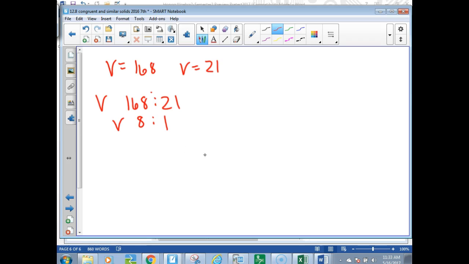Now that's still just the ratio of the volumes. We didn't do anything else yet. What are they asking us for? It says find the scale factor. If you start with volume and you're going backwards, you're going to uncube those. So you're going to have to do cube root of 8 to the cube root of 1. Now the cube root of 1 is just 1. What's the cube root of 8? 2. Yes, 2 to 1.